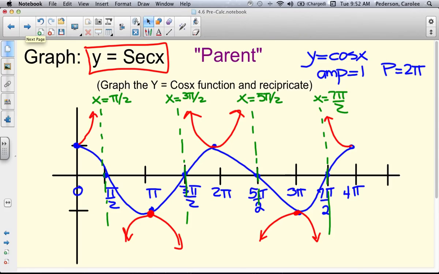Those are the parent functions for cosecant and secant. Now if you remember, sine and cosine had changes from the parent function. You can change the amplitude. You can reflect it. You can shift it up or down and left and right. You can change the period. These are also true. So on the next slide will be one more example, and I'm going to change some things so you can see what that looks like.